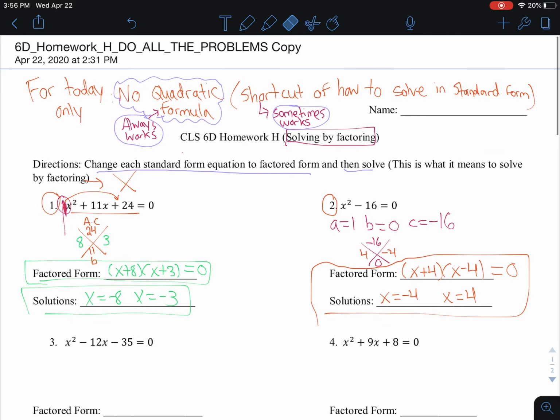Remember, you are not using quadratic formula today. You're not using it. Do not use it, please. Yes, it will always work. I get it. But I want you to understand this shortcut, because in the future, teachers are going to be using this shortcut way, like a ton. And you have to understand, oh, they're just solving by factoring.